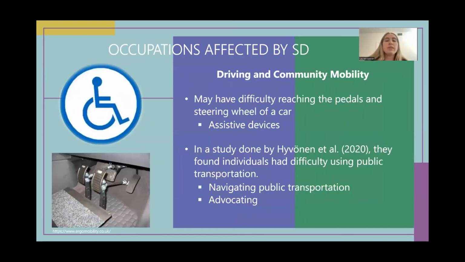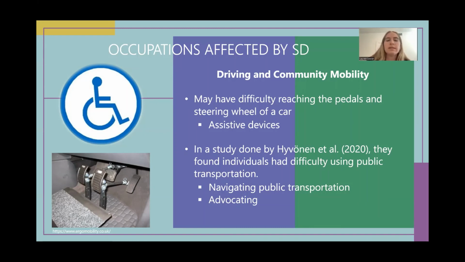And the other occupation we chose was driving and community mobility because our client is 16, she's learning to drive a car. She may have difficulty reaching the pedals and the steering wheel of a car due to the shortening of both the upper and the lower extremities. So what we can do is help her find some assistive devices such as pedal extensions and maybe something to help her reach the steering wheel more easily. And then we can also educate her on how to use those assistive devices.